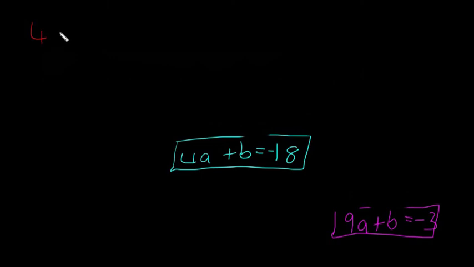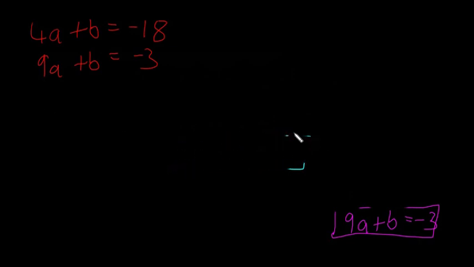We're going to have 4a plus b is equal to minus 18, and 9a plus b is equal to minus 3. Okay, now that I have those written down, I can just get rid of this, and we'll finish our problems.